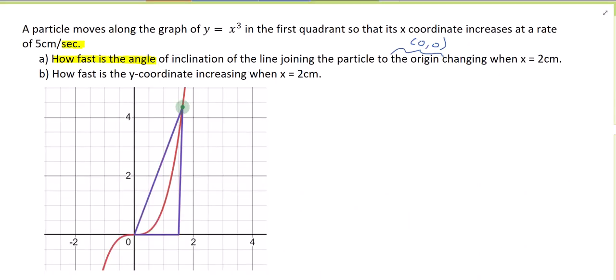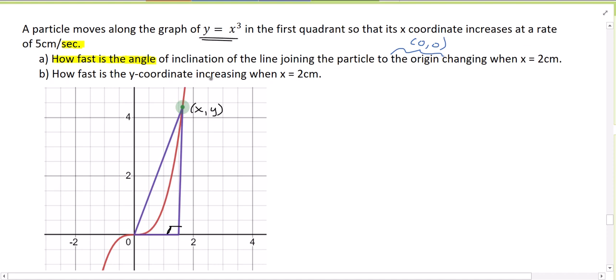All right, so bringing that picture in and completing a triangle, we have a right triangle, and our point here is the point x, y, but y is given by x cubed, so I can call it x comma x cubed. So that is our point. Where is the angle of inclination? It is right here, at the origin. There's the line segment joining 0, 0 and the particle. The angle of inclination is the angle between that line segment and the horizontal, which is the x-axis.